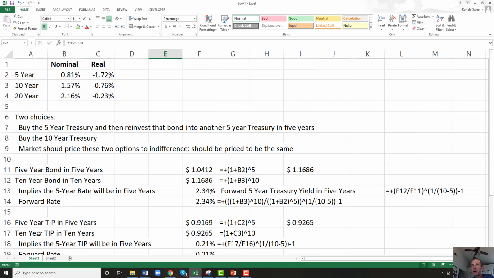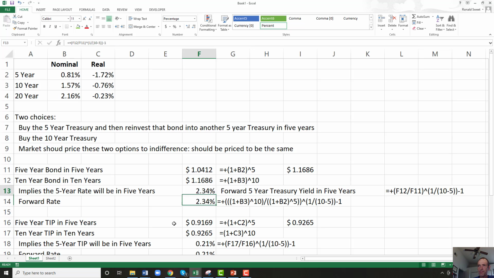Now what can you do with all of this? Well, let's take this first one, the forward rate. The bond market is telling you they think the 5-year Treasury will be 2.34% in 5 years. Let's say you say, oh, there's no way that's true. I think the 5-year Treasury won't even be 1% still. I think we're going to be in low interest rates for some time.